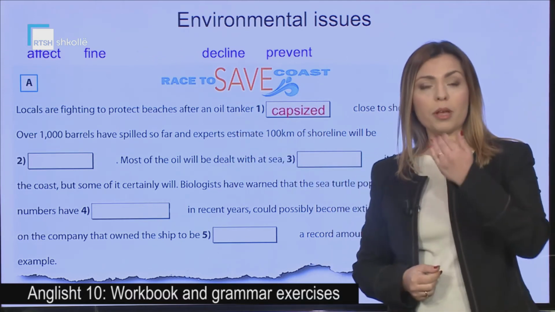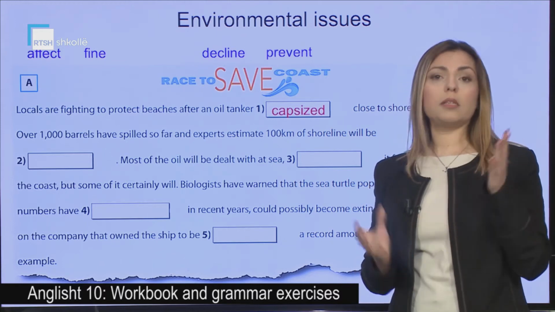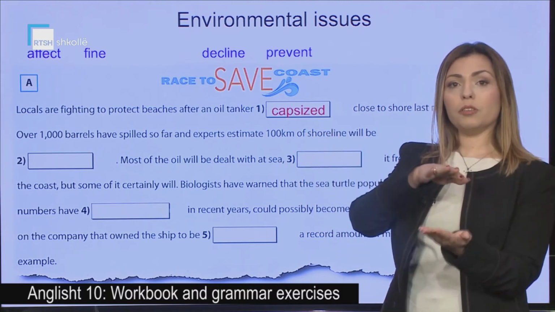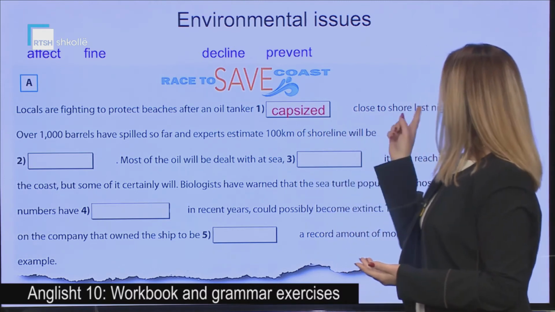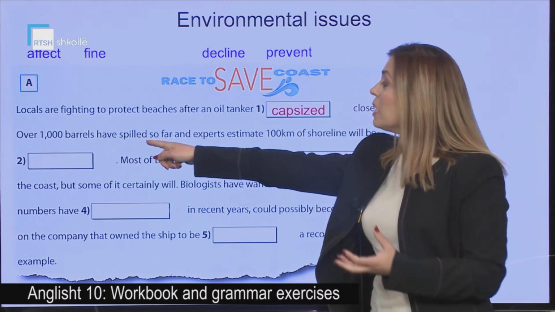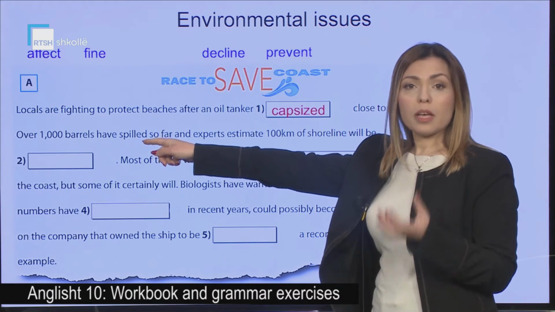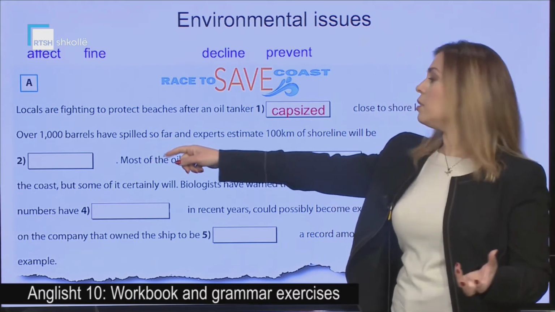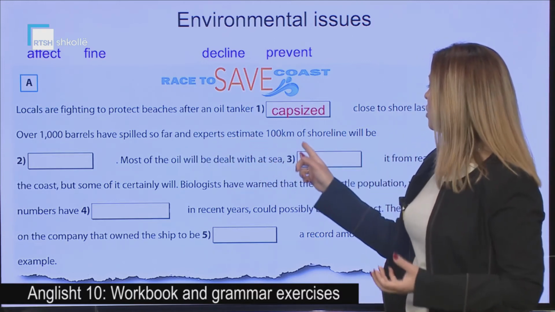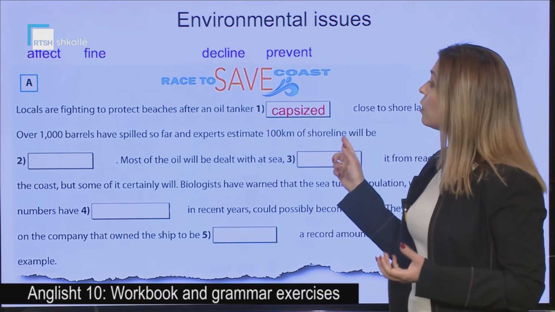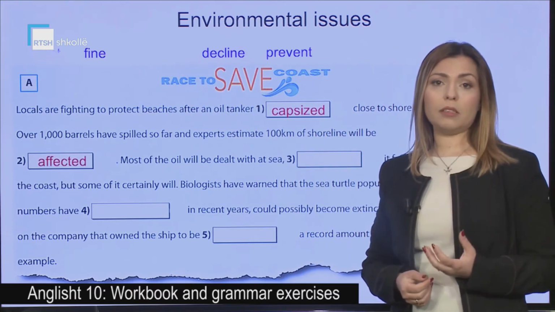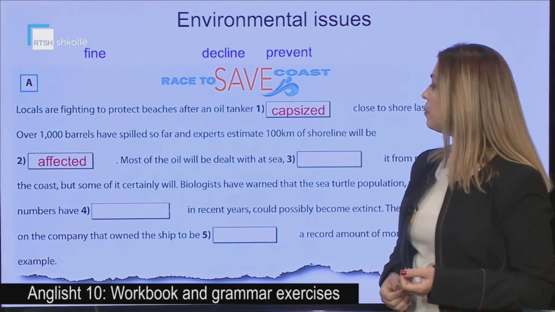So the verb was in the present. We have to put it in the past, depending on the text. It was capsized, so it turned in the sea. Close to shore last night. Over 1,000 barrels have spilled, so this oil has been thrown into the sea. So far, and experts estimate 100 kilometers of shoreline will be, look at the verbs, it will be affected. We're going to put it in the past again.